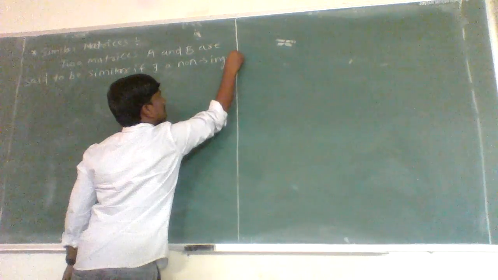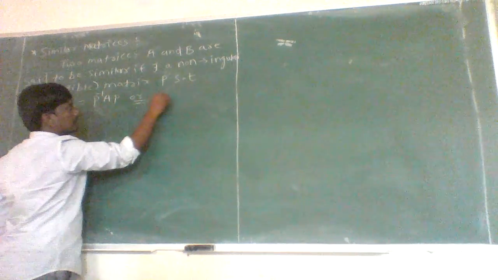Similar matrices. Two matrices A and B are said to be similar if there exists a non-singular matrix, that is, non-singular means an invertible matrix P, such that B is equal to P inverse AP, or A is equal to P inverse BP.